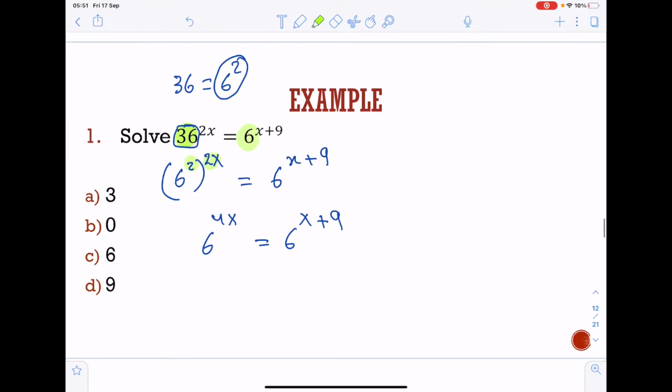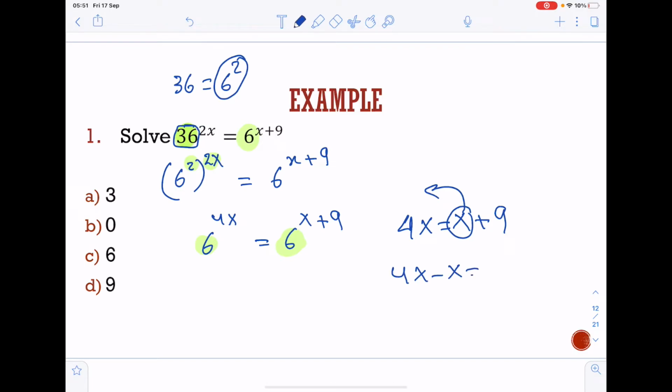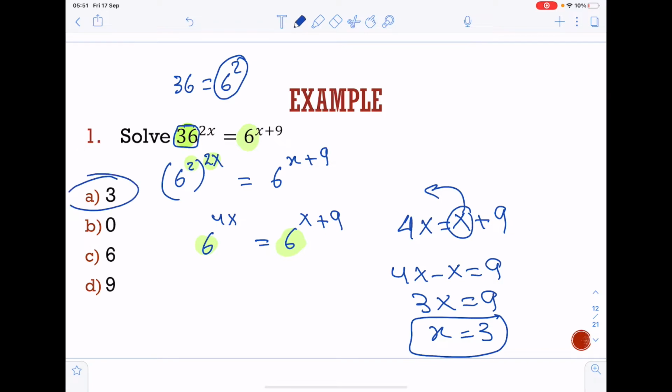Now we have the same base, so we can equate the powers. So 4x equals x plus 9. Now you just subtract x: 4x minus x equals 9, so 3x equals 9. We divide by 3, so x equals 3. And this is the answer.